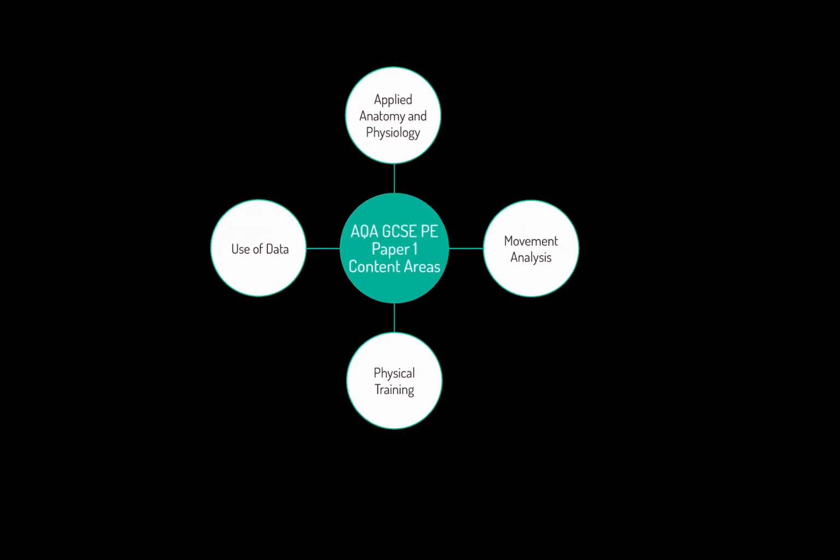Now, in terms of content areas, there are 4 sections in terms of content from Paper 1. We've got all those classic PE things, applied anatomy and physiology. We've got things like the musculoskeletal system, the cardiovascular, the respiratory systems. We've got things like energy, effects of exercise. All of those things in here, all those classics.